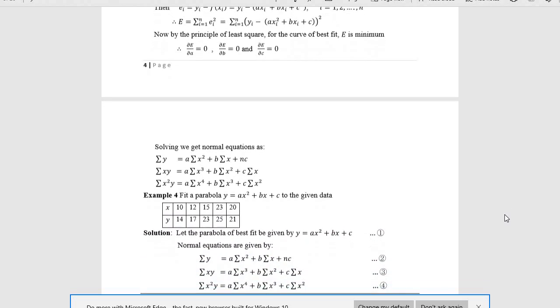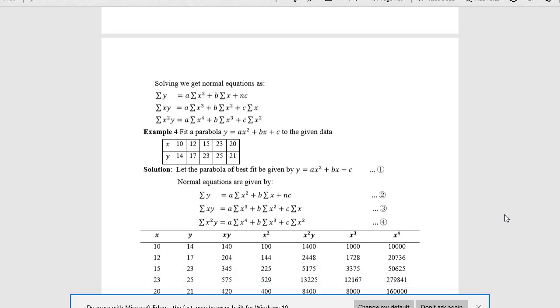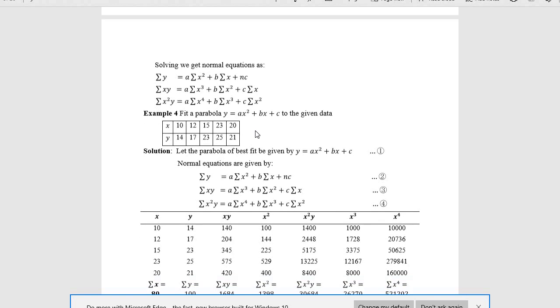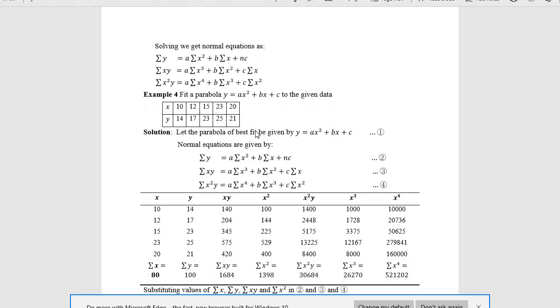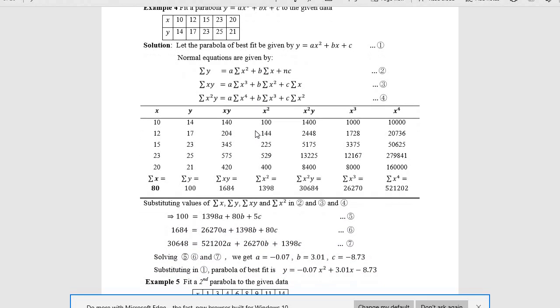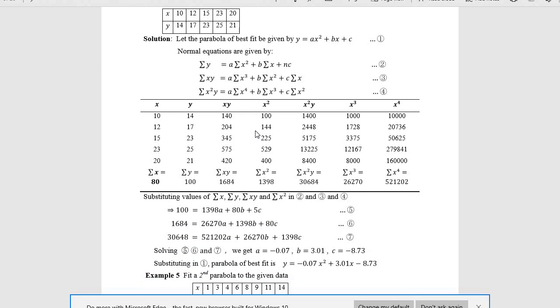Solve these normal equations. In order to solve the normal equations, we need the statistical data like sum of the y quantity, sum of the x square quantity, x quantity, product of xy, sum of x cubes, sum of x square, and x square y quantity, sum of x4, x cube, x square. Accordingly, according to the normal equations, we must prepare the data. xy, x square. Now, 2, 3, 4 are very, very important. To get 2, 3, 4 correct, your data should be correct.